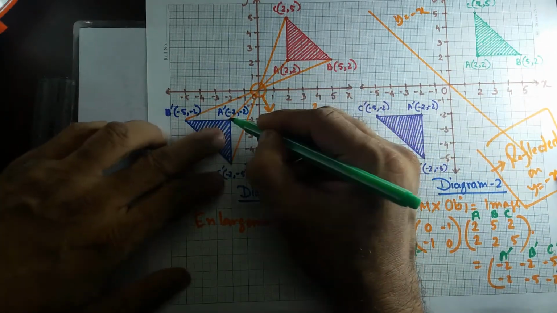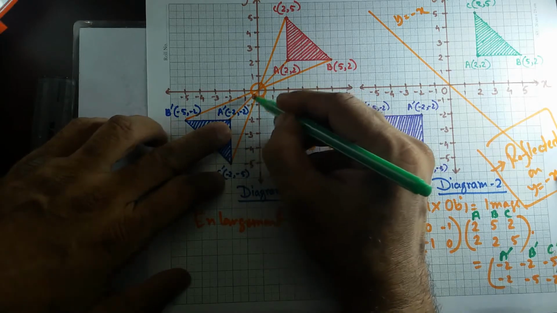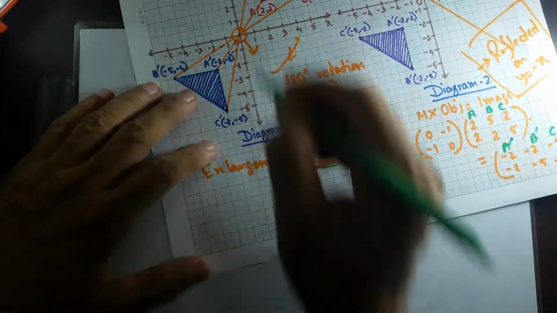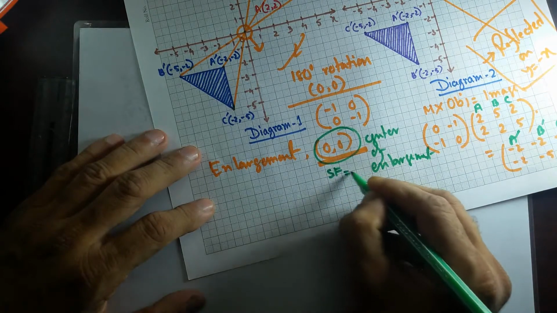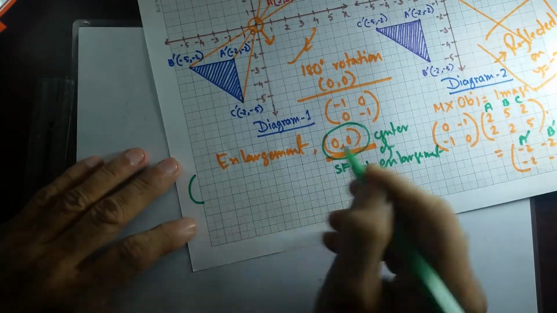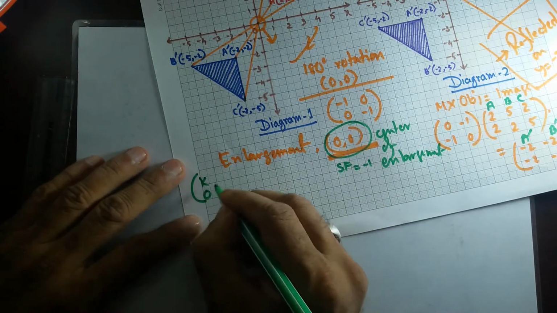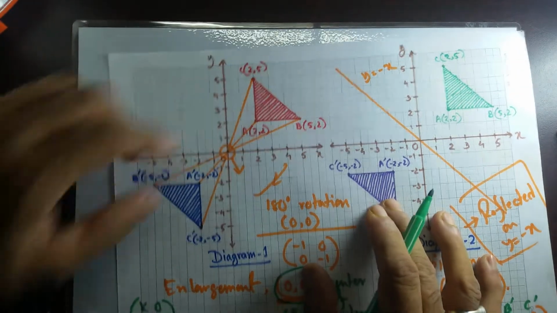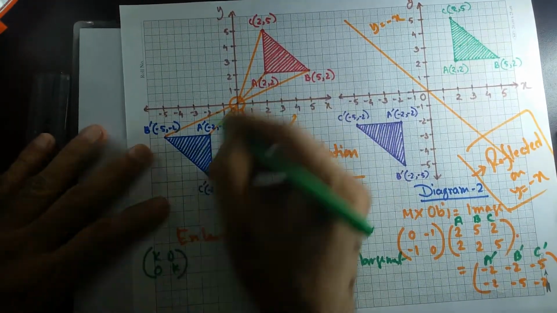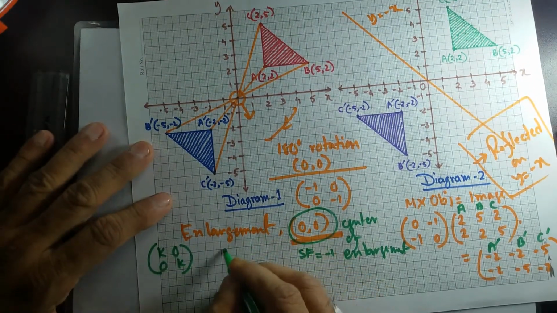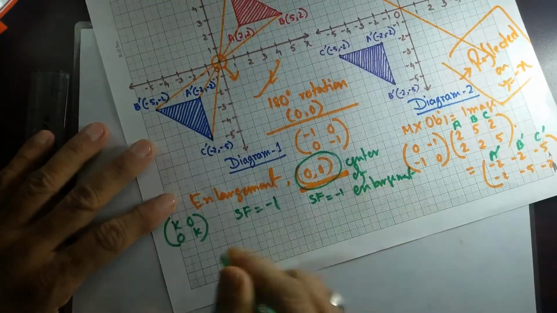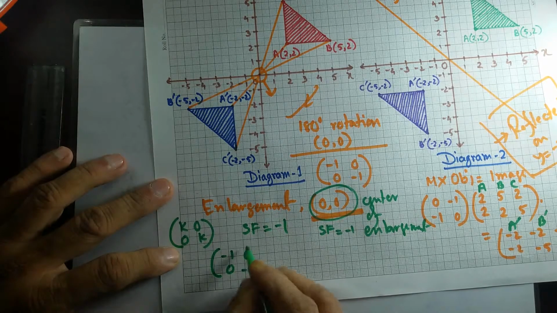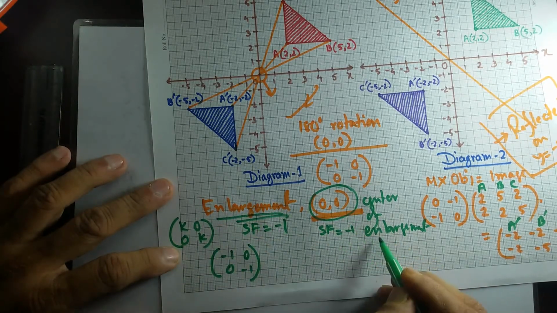And for the scale factor, the object is diagonally 2 units away from the center of enlargement, and the image is diagonally 2 units from the origin as well. Then the scale factor is going to be minus 1. The transformation matrix of enlargement is (K, 0; 0, K), and since they are equally distanced from the center of enlargement, the scale factor is minus 1. Replacing K by minus 1, it's (minus 1, 0; 0, minus 1): enlargement about the origin, scale factor minus 1.